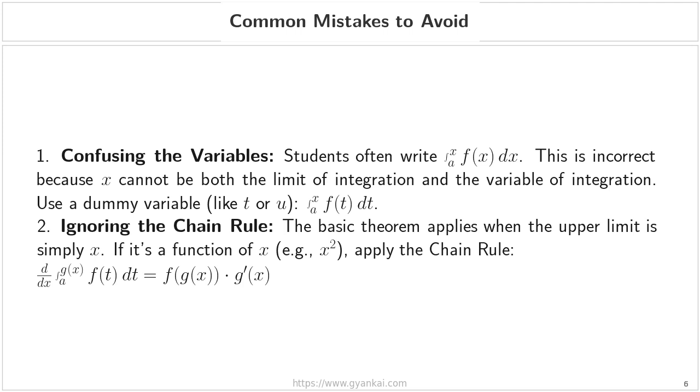The derivative with respect to x of the integral from a to g of x of f of t dt is equal to f of g of x multiplied by g prime of x. Remember, g prime of x is just the derivative of the function g with respect to x. You're differentiating the inside function, g of x, and multiplying by the derivative of the integral.